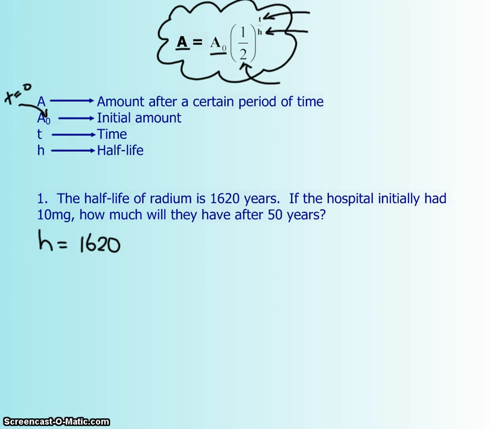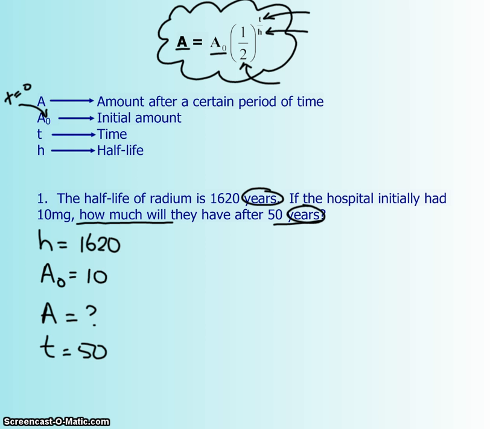Now I also have the initial amount. So the initial amount, which is A0, is 10 milligrams. They're asking for how much they are going to have. That means they're looking for the final amount. And they gave you a certain amount of time that they're looking for. This is our t. You always want to make sure that your half-life and your t both are in the same unit. In this case they're both in years.